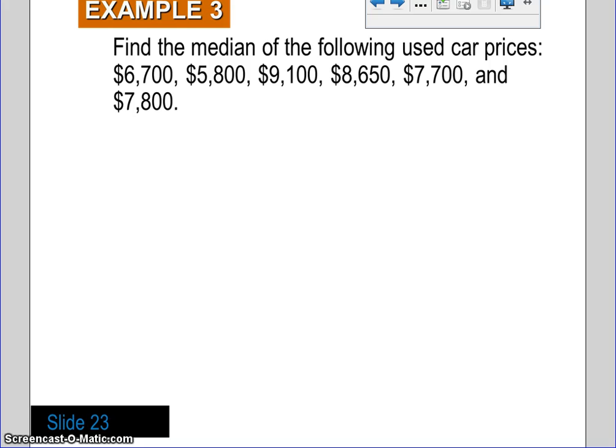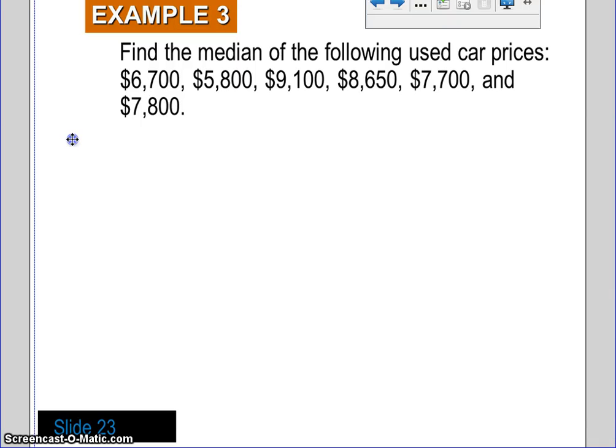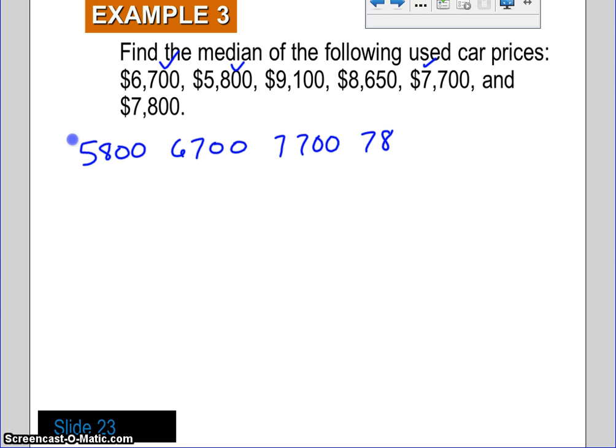All right, moving on. Let's go ahead and look at example 3 here. On example 3, it says, find the median of the following used car prices. So again, all we're doing is putting these in order. 5,800. And sometimes what I do is I check it off so that I know I am doing it correctly, that I'm not missing any. So that's what you're seeing me do here as I rewrite it. I'm putting them in order and I'm checking them off to make sure that I've got all of them and that they are all in the correct order.